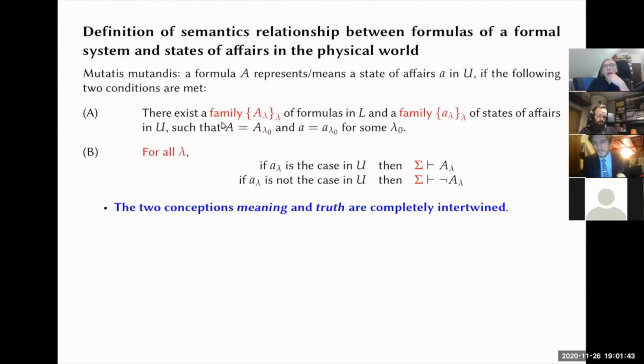We have here a family of sentences. That means we have a huge family of sentences. Here we have, again, presumably a huge family of states of affairs in the world. And this requirement says that for this complete family, for this whole set of paired elements of the two large families, it must be true that what is required here.